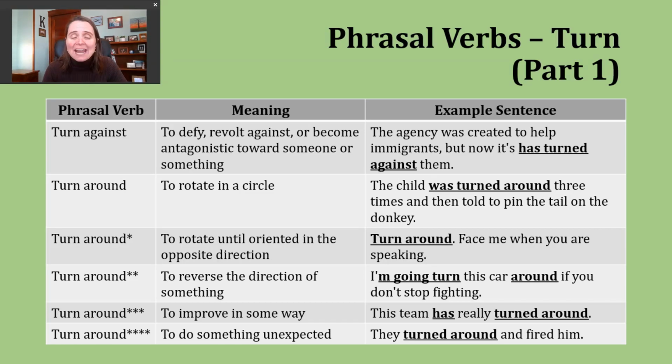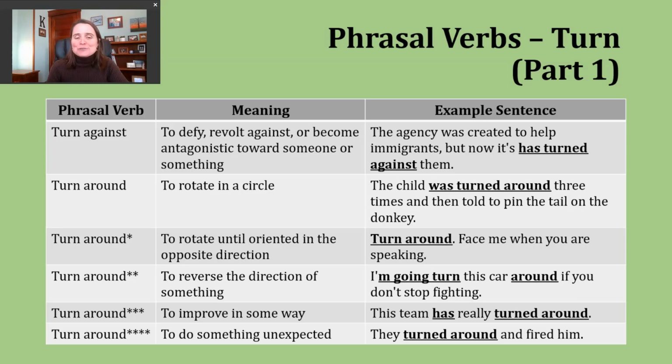Now, a fourth way to use turn around could mean to improve in some way. An example of this might be, this team has really turned around. So maybe they started the season by losing many games, and now they're starting to win. So they are improving. That's an example also of the present perfect.